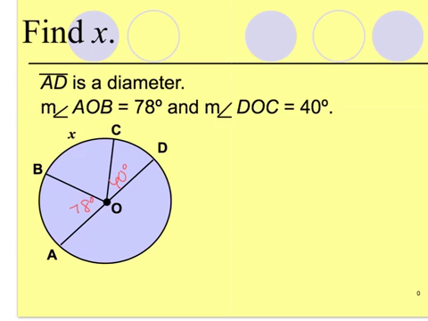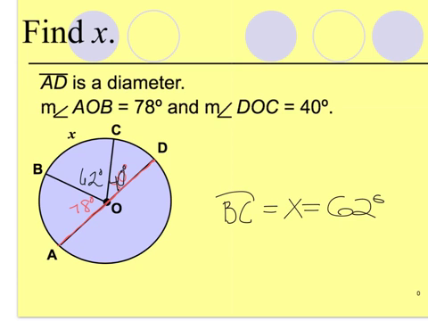And we are told that we have a diameter here, so that's AOD. And it's a line, and we know that adjacent angles on a line is equal to 180 degrees. So if I find the sum of 78 and 40 and subtract from 180, we get 62. And as a result of that, this central angle is equal to the arc that it intercepts, so arc BC is the same thing as x, which is equal to 62 degrees, which is what we were looking for.